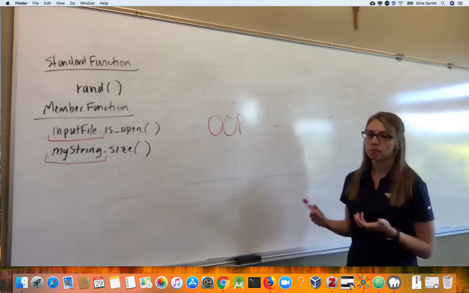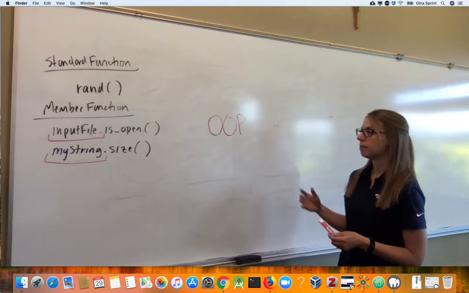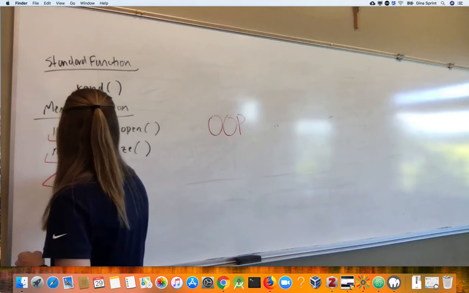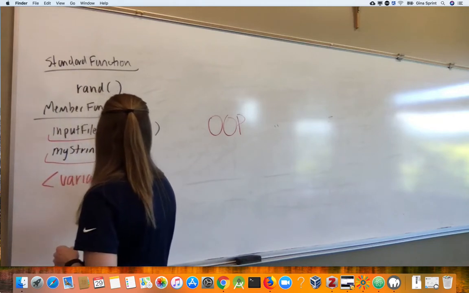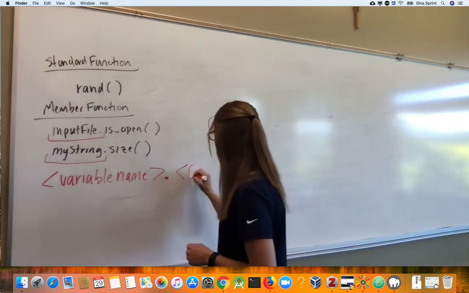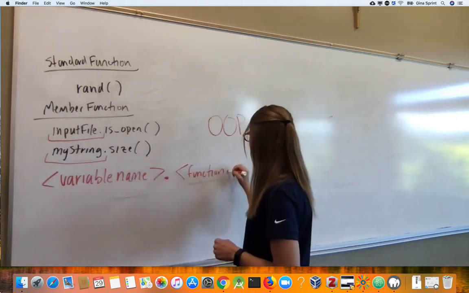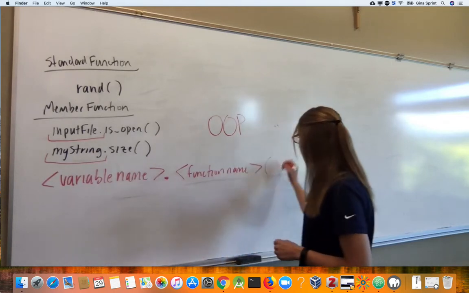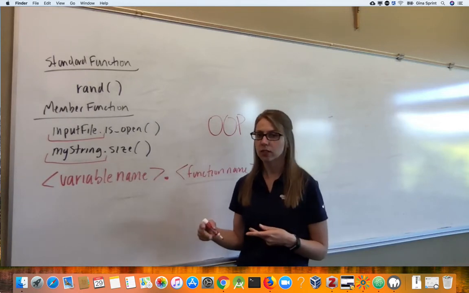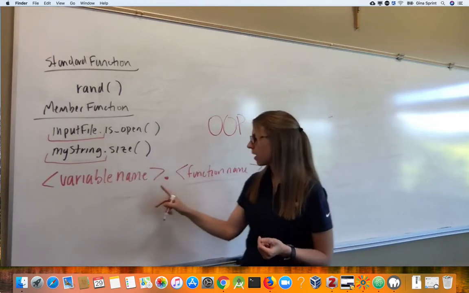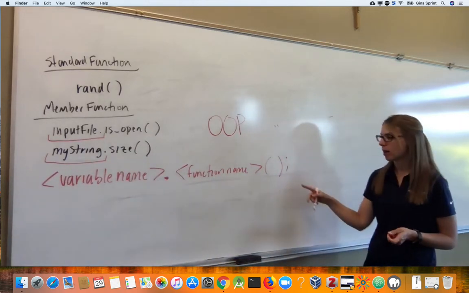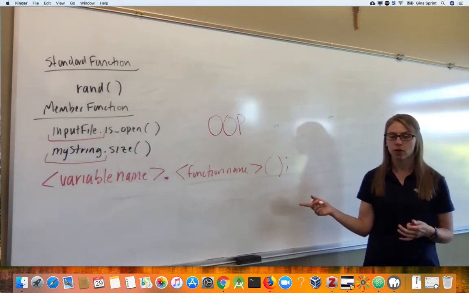For 121 purposes, we're going to say that member functions have this particular syntax, where I'm using the hard brackets here as placeholders. So this is a placeholder for the name of a variable. Then we have a dot, and then we have the placeholder for the name of a function. And then we have open paren and close paren. This is how we invoke a member function.